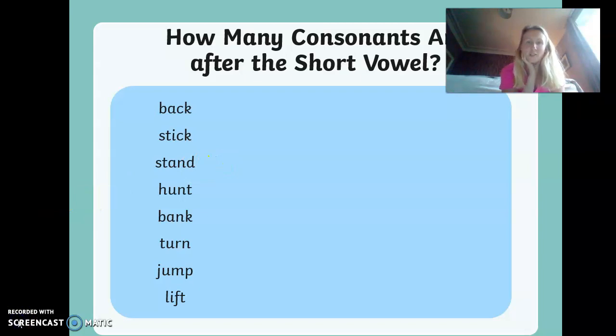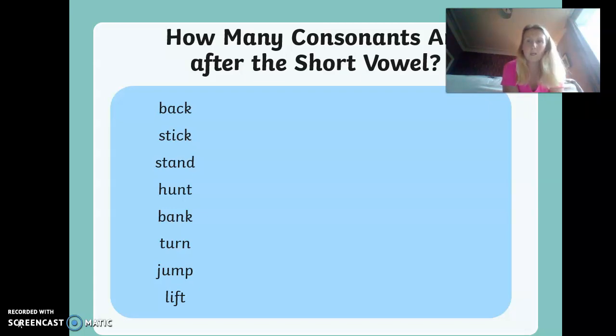Okay, so I've got a bit of a challenge for you to do now. I'd like you to look at these words and I would like you to find the vowel in each of those words and tell me how many consonants are after that vowel. So we know, let's do the first one together.